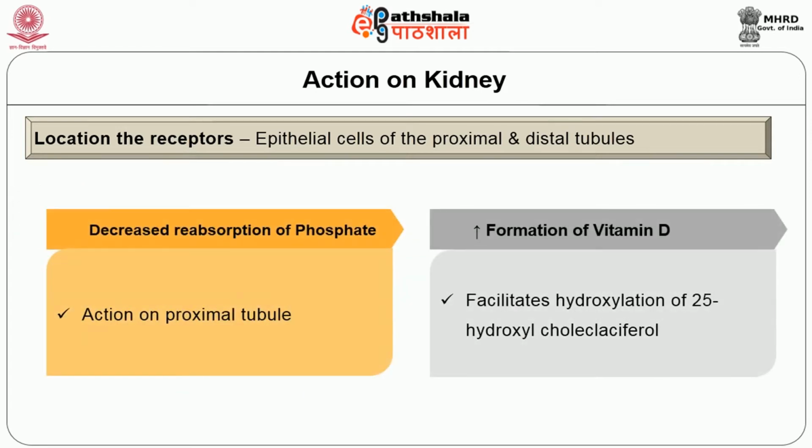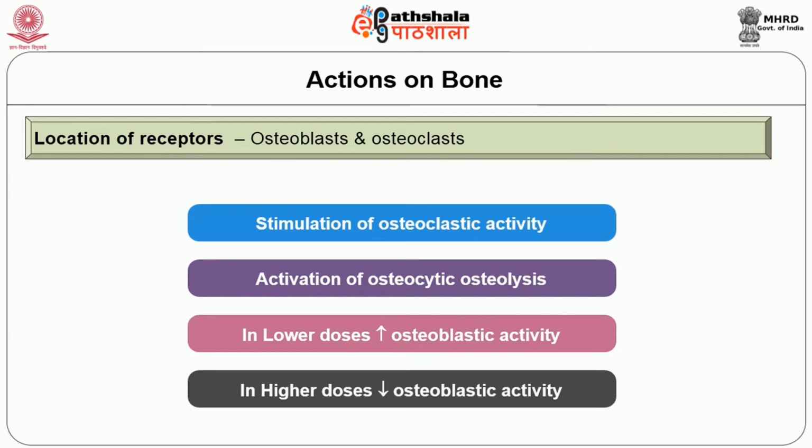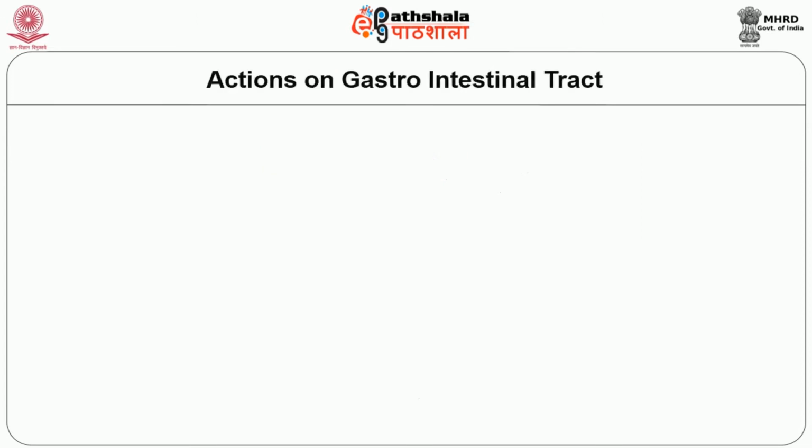In the bone, the receptors are located in both the osteoblasts and osteoclasts. PTH stimulates the osteoclastic activity and causes bone resorption. It also activates the osteocytic osteolysis. Both these actions release the calcium from the bone into the plasma and raise the calcium level in the plasma. In lower doses, it acts on the osteoblast and increases its activity, whereas in higher doses, it decreases the osteoblastic activity. This picture depicts the action of parathyroid hormone on the bone.